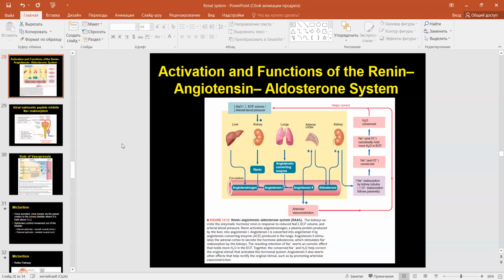Angiotensin 2 is the main stimulus for secretion of the hormone aldosterone from the adrenal cortex. The adrenal cortex is an endocrine gland that produces several hormones, each secreted in response to different stimuli.